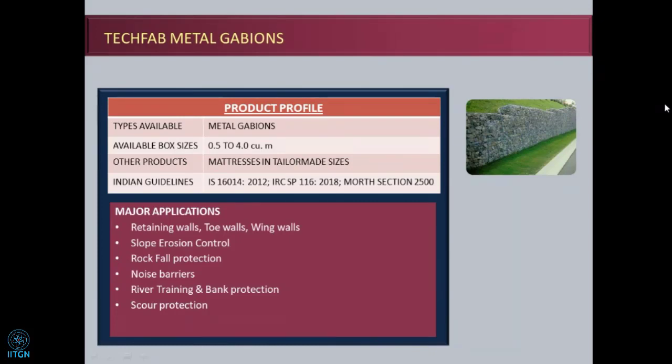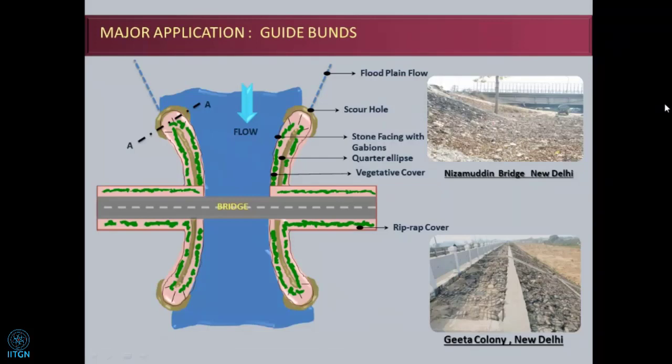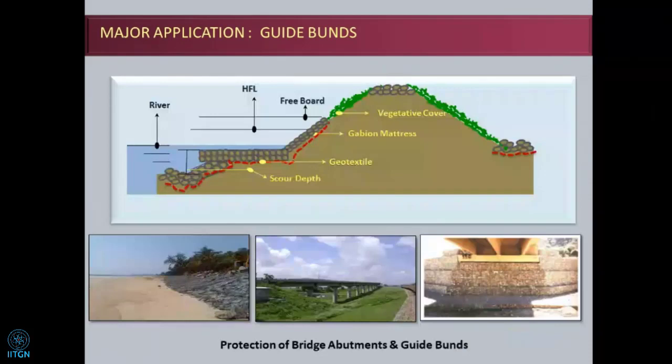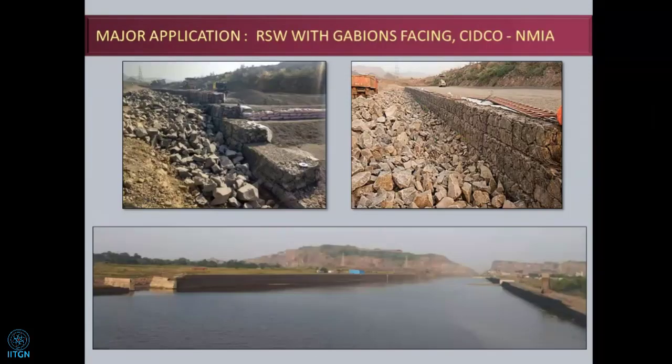So various application areas include abutment protections, riverbed protections, guide bunds and all such applications. You can use this as reinforced soil wall facing. You can just see this. This is also one of the case studies we are going to discuss. My colleague will discuss the Navi Mumbai International Airport river diversion project that we did with gabion facings. That case study will go into detail. So this is also one of the application areas.